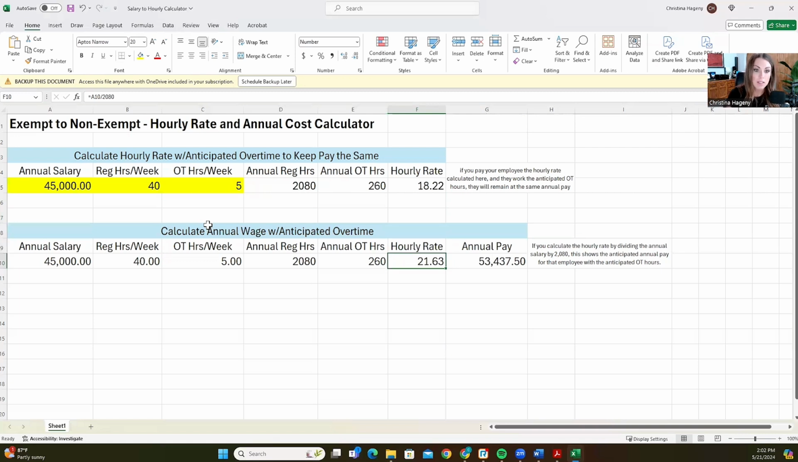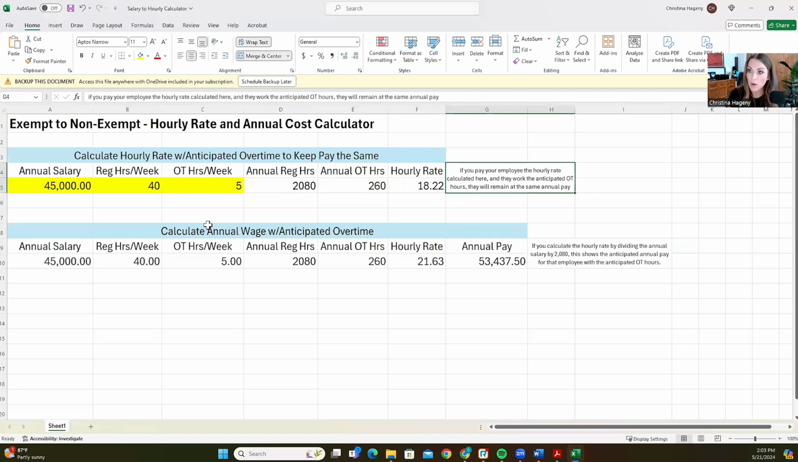And then again, here in the second calculation, we are still looking at the same salary, same regular, same overtime hours, but here the hourly rate is just calculated based on a 40-hour work week. Basically, we're taking the 45,000, dividing by 2,080, which again is 40 hours a week, 52 weeks in a year. But then we are taking into account these 5 hours per week paid at time and a half. And that's how we get this increased annual pay amount. So there are notes here on what each of the scenarios are calculating.